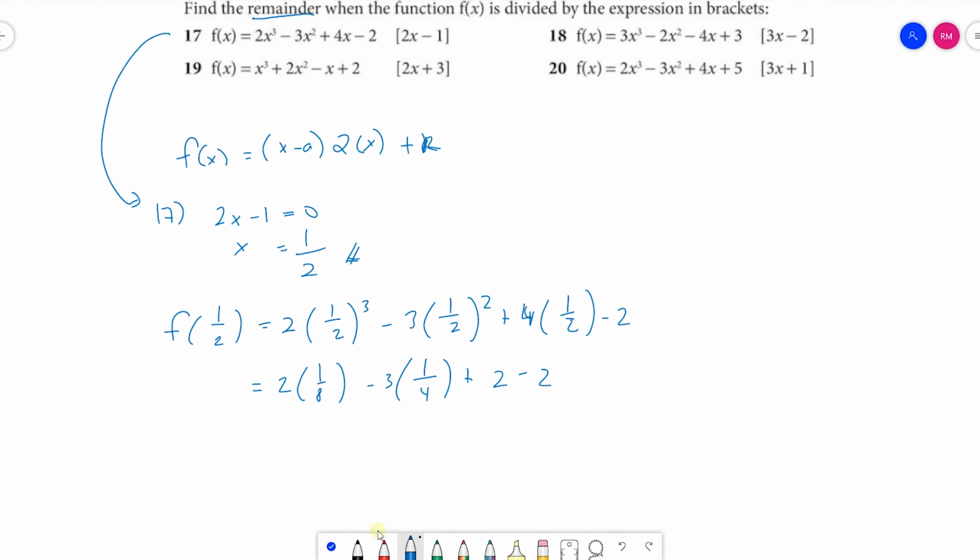We can solve in one shot, but I'm solving one by one so that we can avoid certain careless mistakes. So it's 1 over 4 minus 3 over 4 plus 2 minus 2. So 1 over 4 minus 3 over 4 plus 2 minus 2. The answer is negative 1 over 2. So this is the remainder that we will be getting. All right.